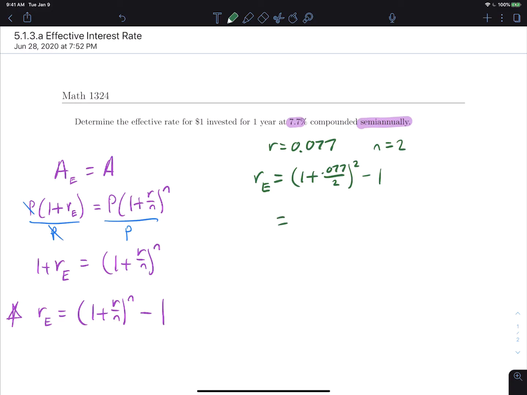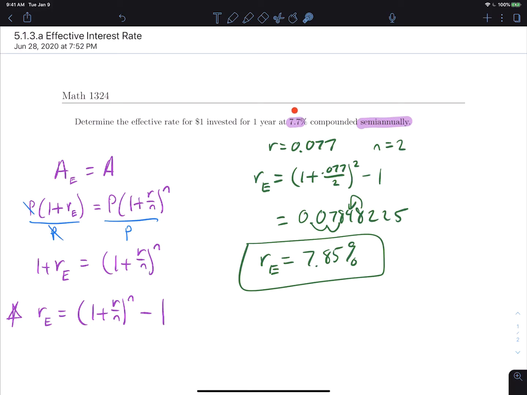And then just type that in. I'm not going to show you typing this in. It's too easy. 1 plus 0.077 divided by 2, close parentheses, squared. And just make sure you use your right arrow to get out of the exponent, and then minus 1, which will give us 0.078482225. And of course, move this to the right too, making that 7 point, and since this is the next one, 85%. So the effective interest rate that we get from a 7.7% is going to be 7.85%.